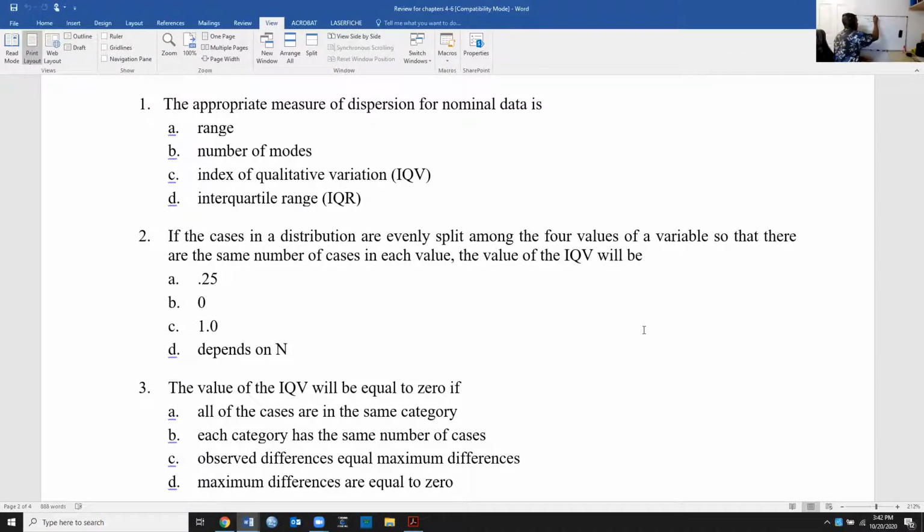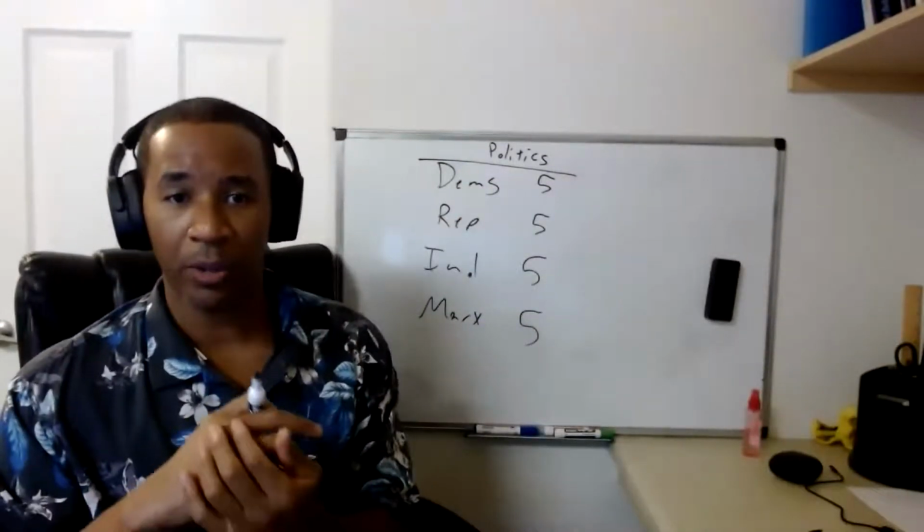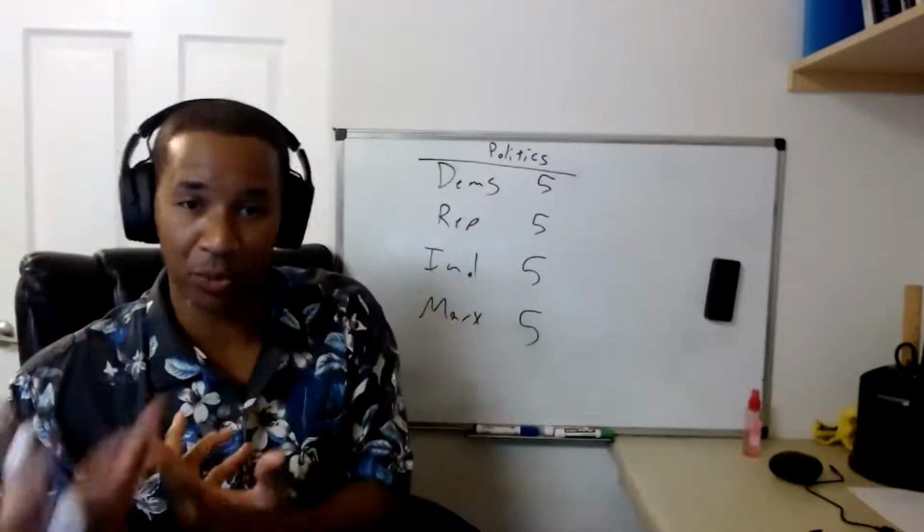So as an example, let's just say that we have, I don't know, political affiliation: the Democrats, Republicans, Independents, let's say Marxists. And then we have 5 Democrats, 5 Republicans, 5 Independents, and 5 Marxists. So as we can see, the cases in the distribution are split evenly amongst the 4 categories. Well, then we have maximum variation and maximum diversity, and our IQV is equal to 1.